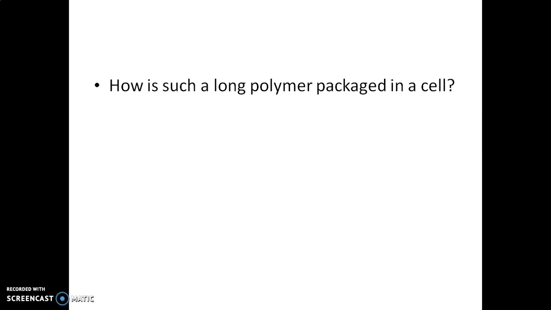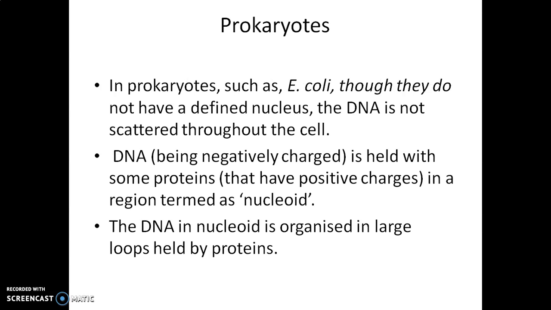First of all, we can explain the packaging of DNA in prokaryotes. Then we can explain the same in eukaryotes. Children, in prokaryotes such as E. coli, though they do not have a definite nucleus, the DNA is not scattered throughout the cell. Instead, the DNA, which we know is negatively charged, is held with some positively charged proteins in a region termed as nucleoid.